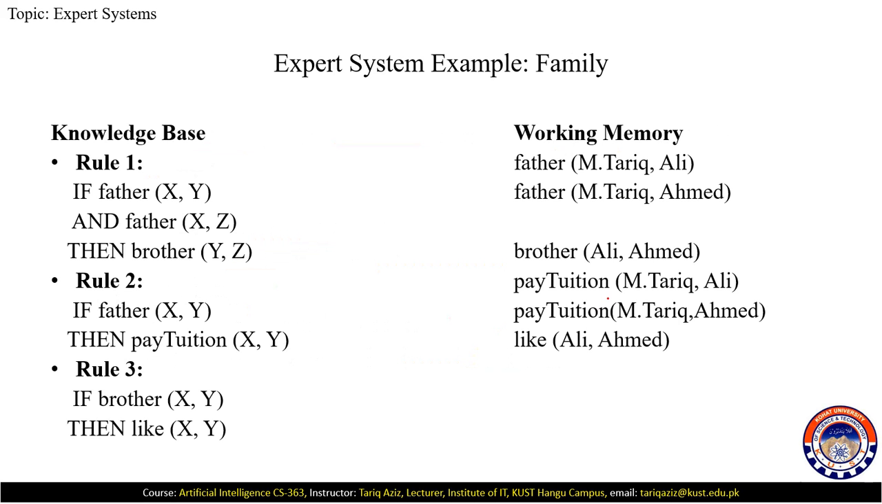Let me explain this with the help of this program. Here we have a knowledge base. In this knowledge base we have three rules. Rule number one says that if x is the father of y and x is the father of z, then y is the brother of z. This is the first rule. The second rule says that if x is the father of y, then x pays the tuition fee for y. Now, what about the third rule? It says that if x is the brother of y, then x likes y.